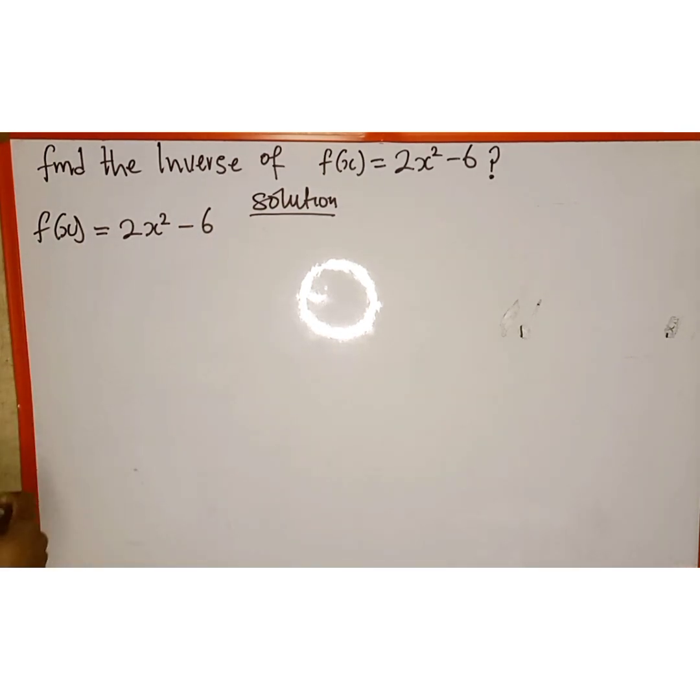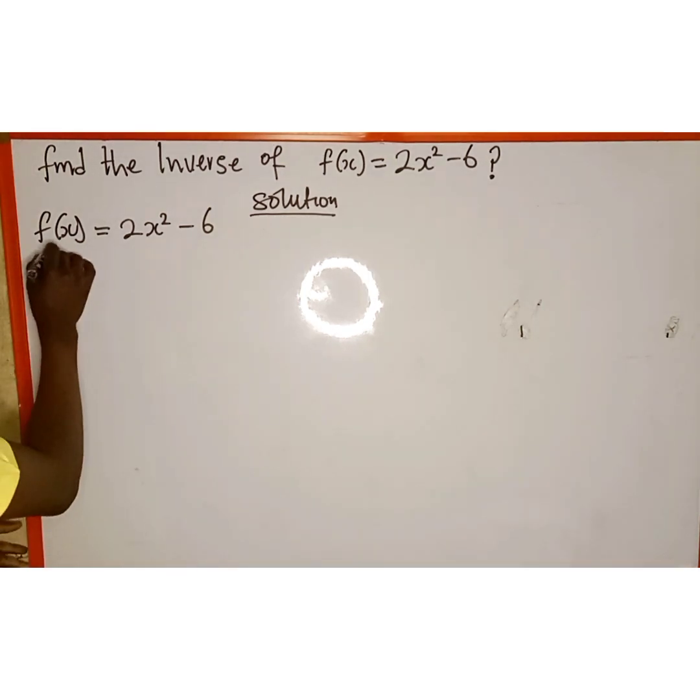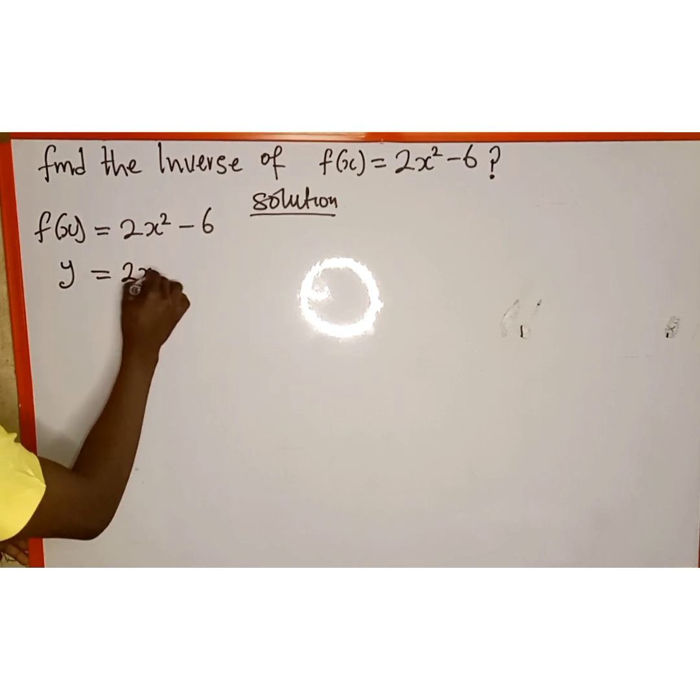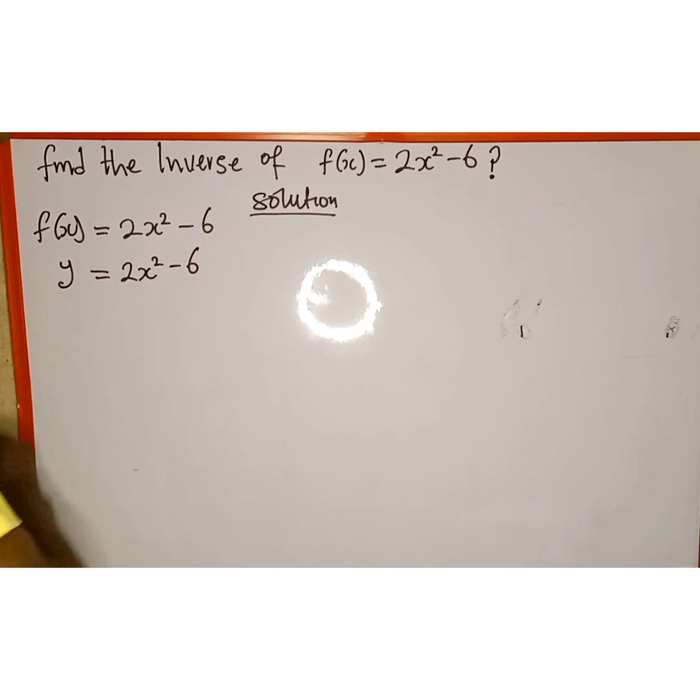So the next thing for us to do is to replace f of s with y. Anywhere we see f of s, we replace it with y. So in place of f of s, we will have y equal to 2s squared minus 6.